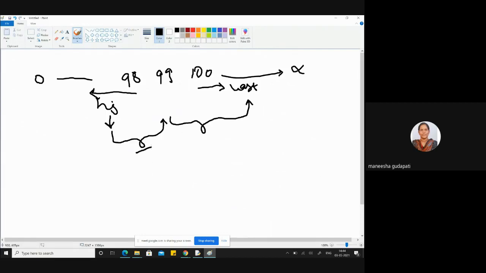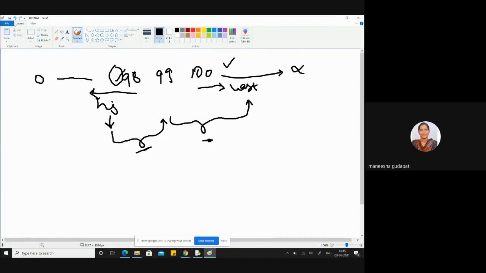Then compare these two numbers, which one is minimum. If the smaller side one is minimum, then you have to print this one. If the larger side one is minimum, then you have to print this group number. If both are of the same value, then you have to print the smaller side palindrome number. This is one way of doing.